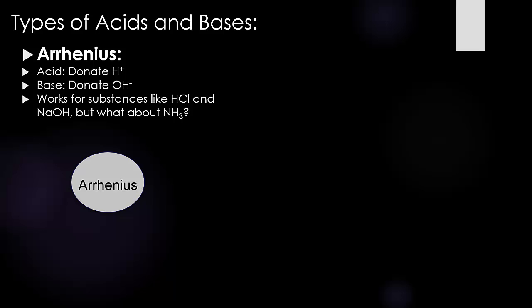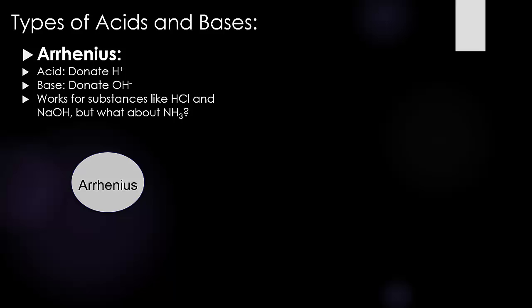There are 3 definitions of bases and acids that we use. We've already seen 2 of these, but let's discuss how each of these are related and when it's useful to think about each concept. The simplest is called the Arrhenius definition. In this case, we think of acids as H plus donors and bases as OH minus donors.